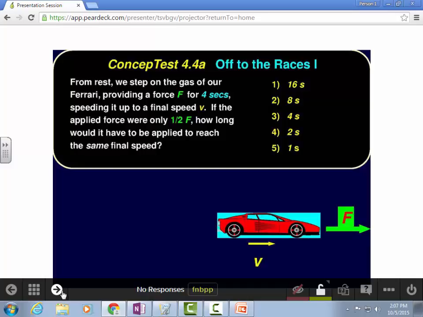All right, now you got to get your hands dirty. From rest, we step on the gas of our Ferrari. Provide a force F for 4 seconds, speeding it up to a speed V. If the applied force were cut in half, how long would it take to reach the same final speed? Don't overthink it.